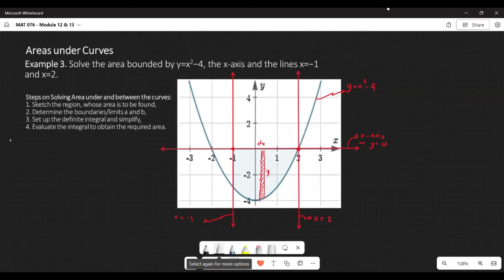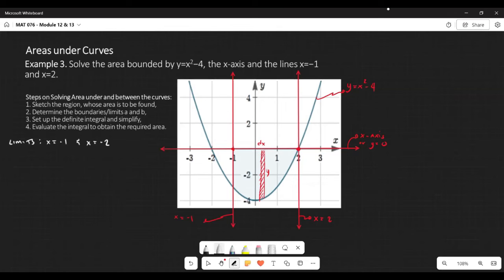So therefore, we could conclude na yung limits natin ay x is equal to -1 and x is equal to 2. Okay, so malalaman natin siya by just simply looking sa ating graph. Okay, so yun ang option natin, either we solve algebraically, pwede din naman, or just look in the graph as long as accurate yung graph na ginawa niyo.